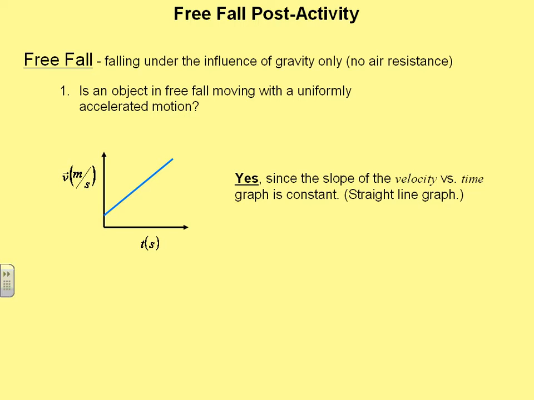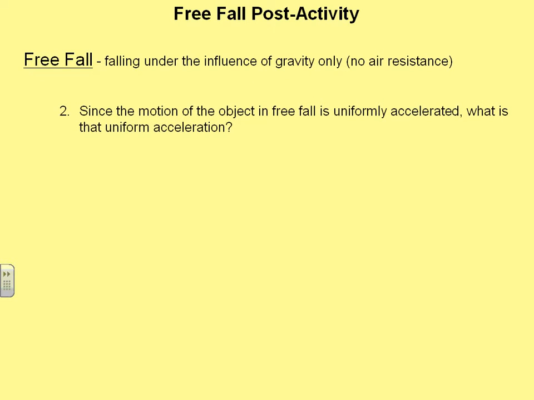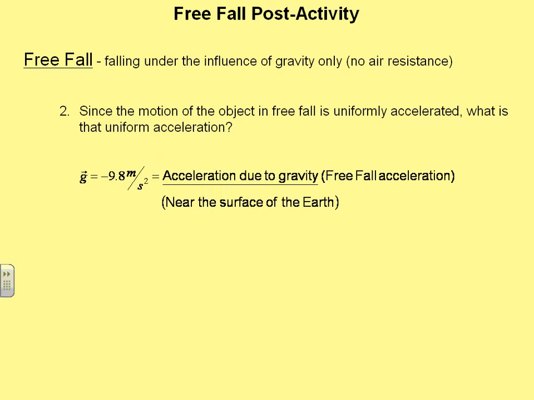The second question was, now that we know that it is uniformly accelerated, is there a particular number? And certainly looking at your labs, there is a particular number. And that number is so important that it's given its very own symbol and its very own name. It's called a lowercase g, and its value is negative 9.8 meters per second squared.